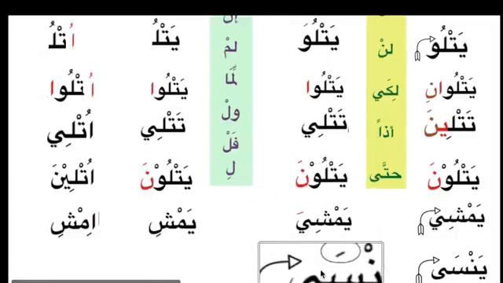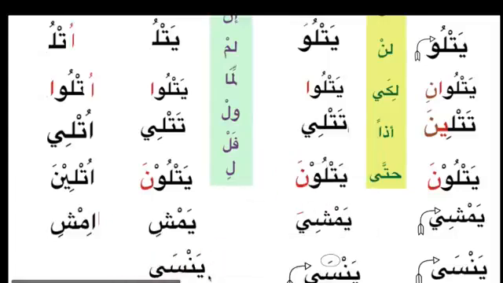So let's go forward. If you see how the majzoom form is made, you take away the harf illa and it will be yansa, with a short yansa. And the amr is made by, obviously, taking away the alamat mudari' and the harf illa, and then you bring the hamzatul wasl: insa. And how is it written? Written as insa.